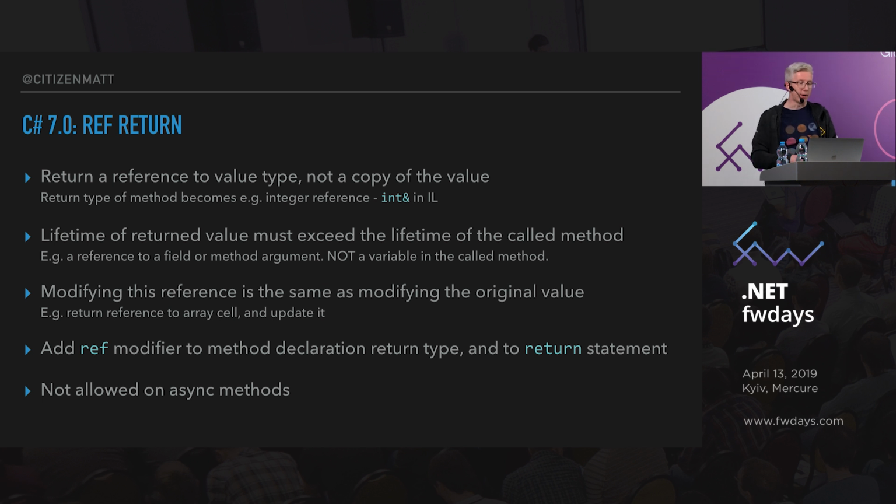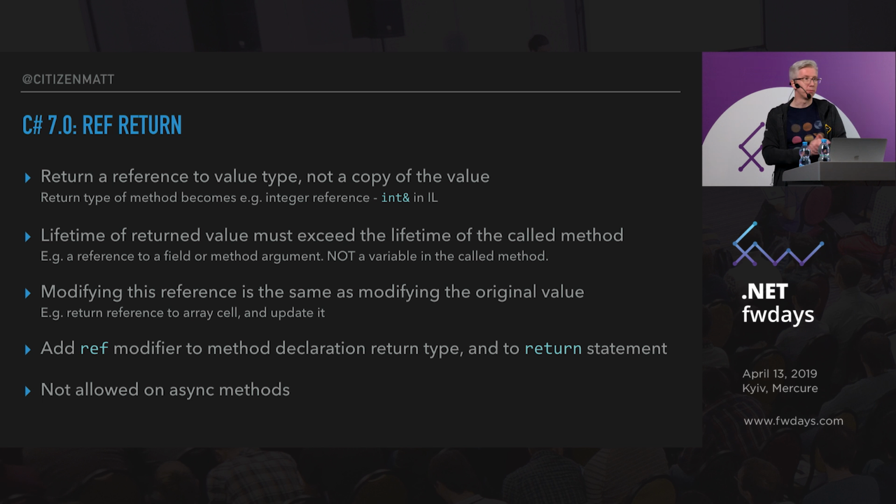Modifying the reference that you get back is the same as modifying the original value, because it is the original value. It is a reference to that value, so they are the shared thing. This enables some very useful features, because you can do things like returning a reference to an array cell and update it as a variable. So I could have an array of data, return a reference to one particular element in that array, and modify it, and it would be that particular bit of data that was modified.